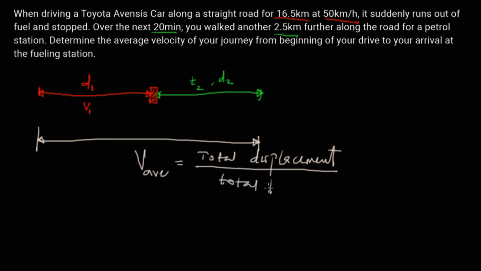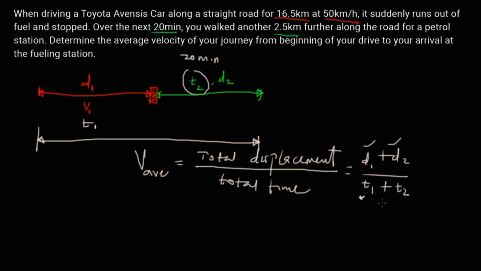The total displacement in this case will be d1 plus d2, that is the distance covered on this red line and the distance covered on this place as well. The total time should be t1 plus t2. We know the value of t2, which is 20 minutes, but we don't know the time spent for the first 16.5 kilometer. Let's say that is T1. Since we already know D1 and D2, we need to find T1.